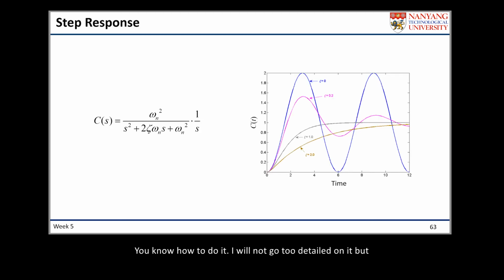How to analyze it, you know how to do it. I will not go too detailed on it, but at the end you will get the response, and when you plot the response together with the previous three cases, you will have the blue step response. If you look at it, the response is indeed oscillating all the time. The amplitude never decays, the blue one. So this is the blue one, the case when the damping ratio zeta is equal to 0. It's always oscillating. The amplitude is not decaying, so it's not stabilized in a sense.